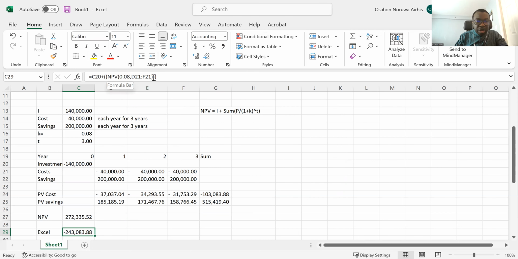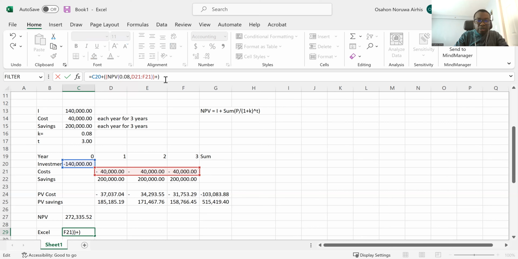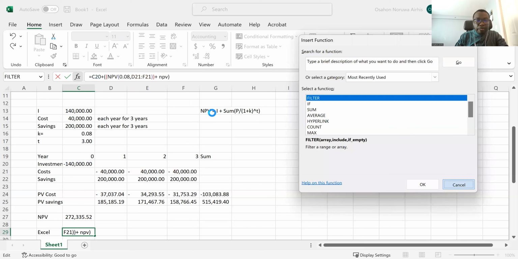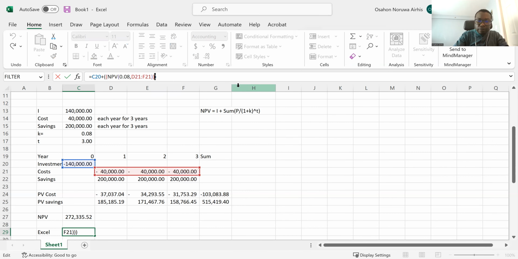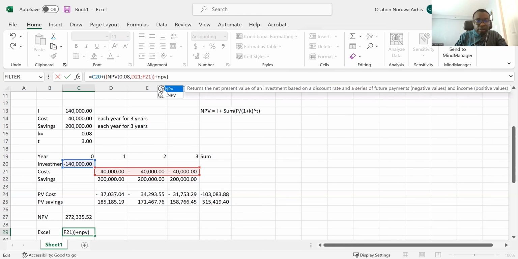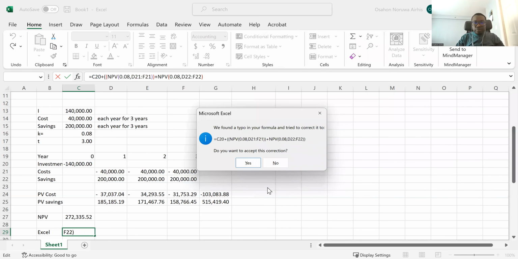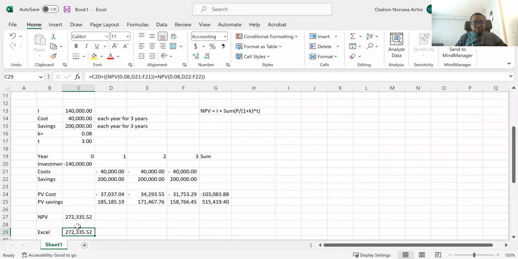No, we haven't closed it, so we're going to add another one now. So plus NPV, plus click on this, 0.08, at 200,000. It's the same thing with this one. I hope that's not too complex for us to understand.